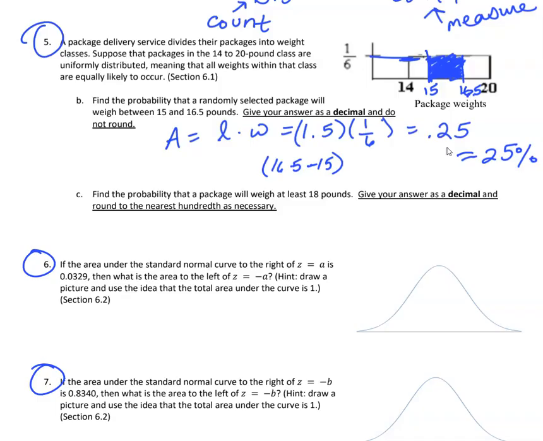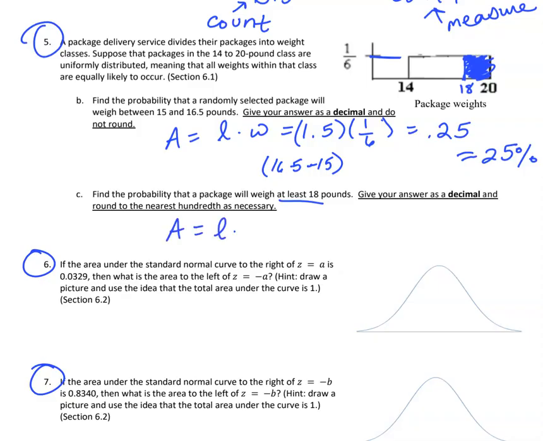Part C says, what is the probability the package will weigh at least 18 pounds? Well, 20 is the most that a package can weigh. So 18, maybe 18 is like over here. Here, let me clean this up a little bit so you can see where I'm getting these numbers from. Let's say that 18 maybe is like right here. Over 18 pounds, or at least 18 pounds, would be from 18 to 20. It has to be. So it's going to be same deal.